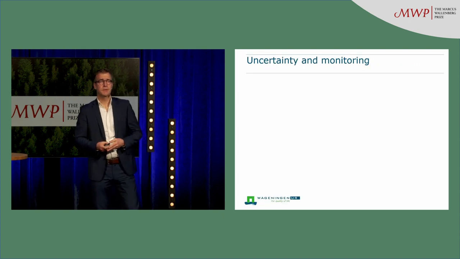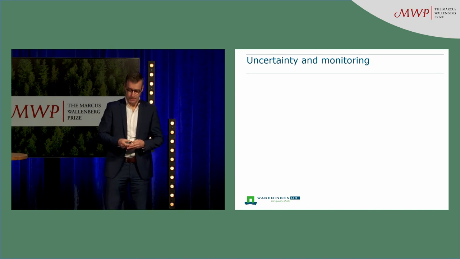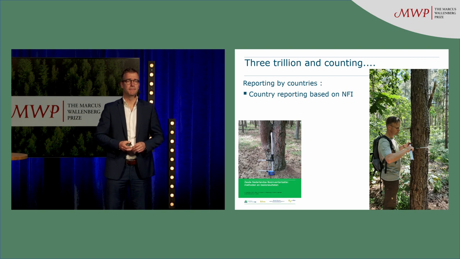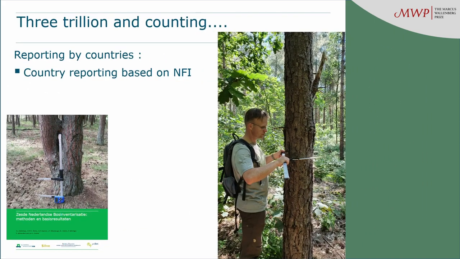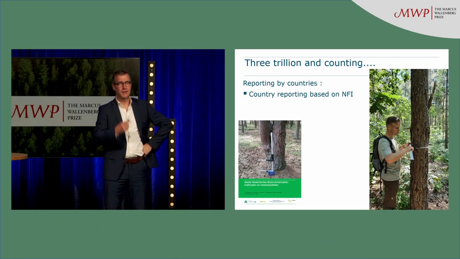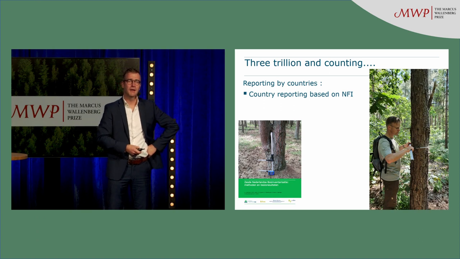Now a little bit step towards uncertainty and monitoring. Can we actually say where this carbon is going? And now I'm using this, well, you may remember a paper by Tom Crowther a couple of years ago, 3 trillion trees on the world. So I tend to say there are 3 trillion trees and we're still counting. And the picture, you see a colleague of mine in the National Forest Inventory in the Netherlands.